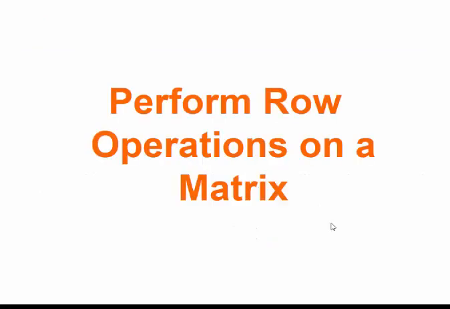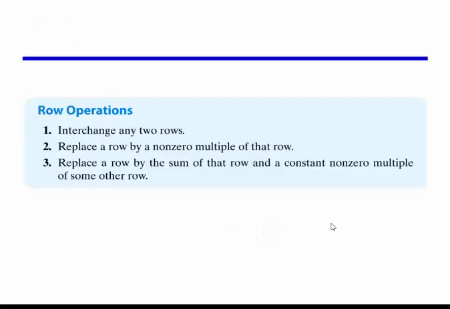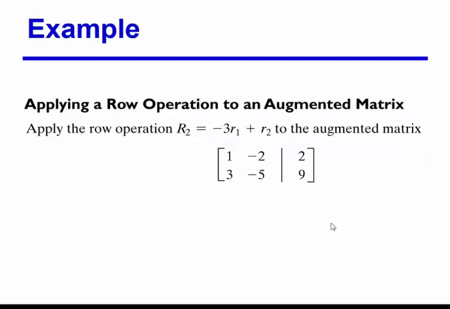Next thing, we're going to perform row operations on a matrix. We can interchange any two rows. We're going to replace a row by a non-zero multiple of the row. We're going to replace a row by the sum of that row and a constant non-zero multiple of some other row. So in this example, we're going to apply the row operations.